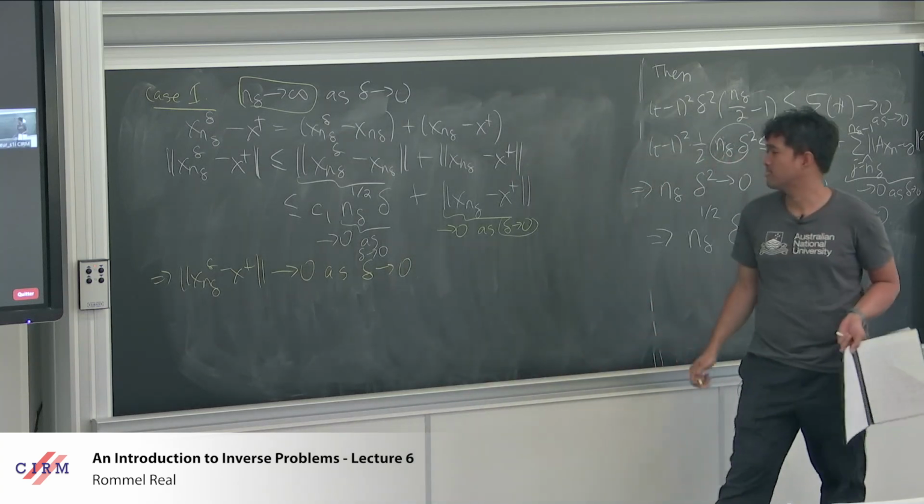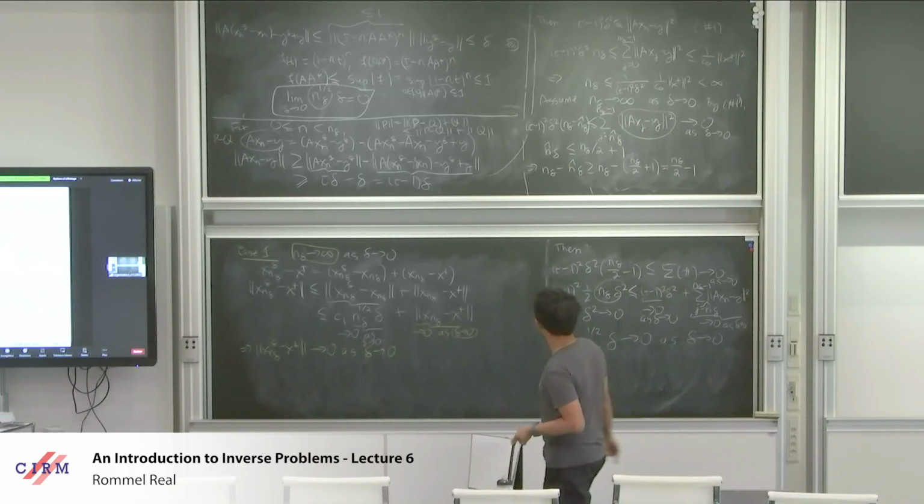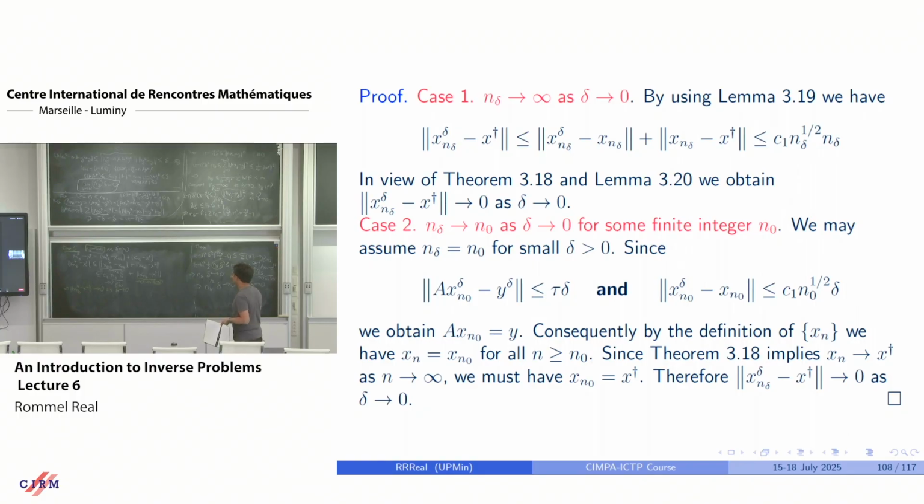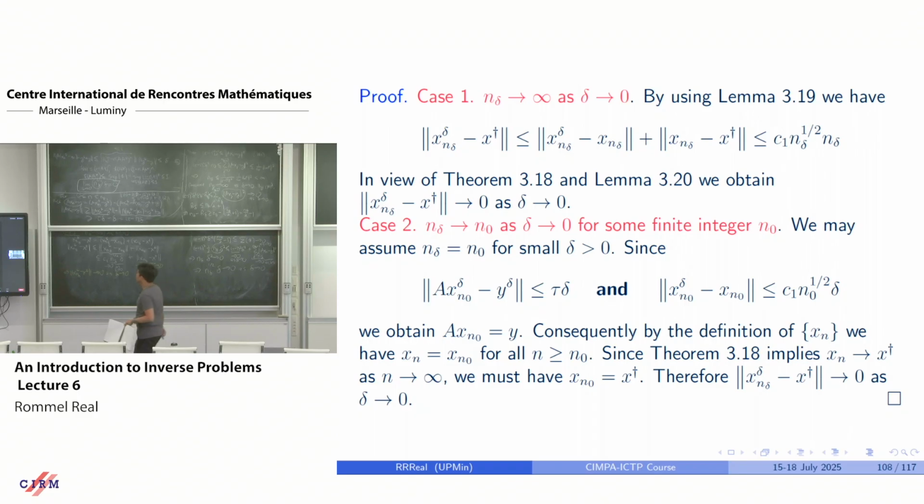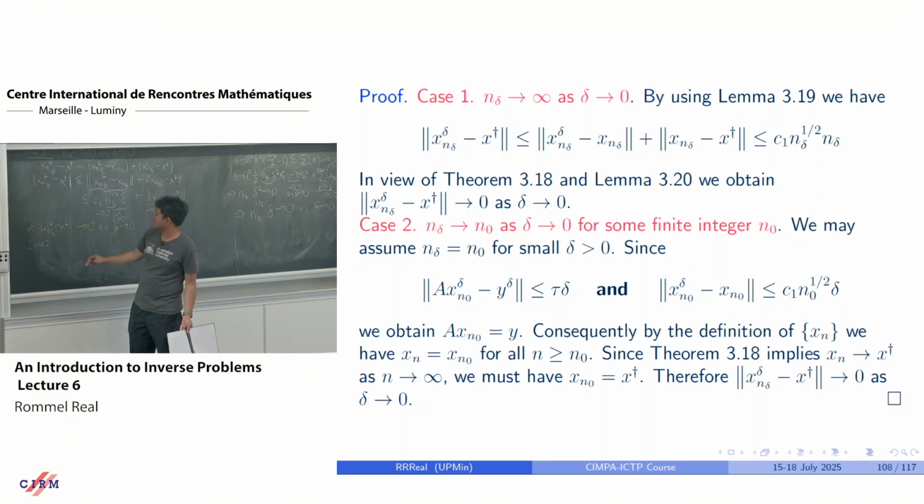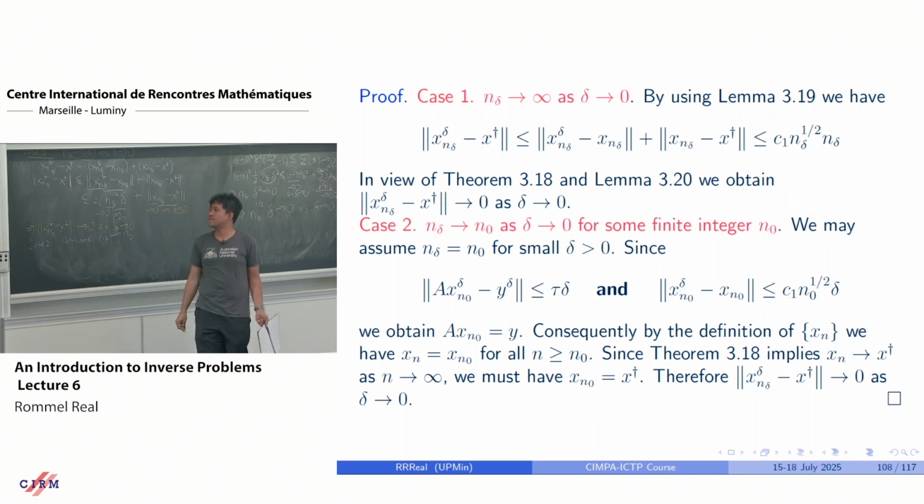Okay? There. Okay, so that's how it works for the first case. For the second case, we use the discrepancy principle. So for case 2, we assume that this time n sub delta converges to a finite number or integer.